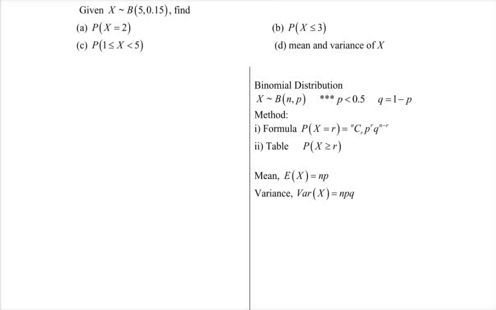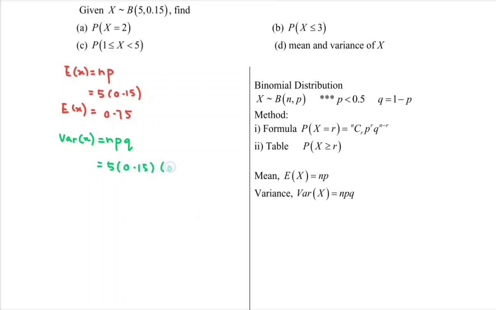Next, refer to (d). Find the mean, or we can say E(X). The formula will be np. Kindly substitute the situation, where we have 5 multiplied with 0.15. By referring to the calculator, the mean will be equal to 0.75. Next is to find the variance, which is equal to npq. Here we have 5 multiplied with 0.15 multiplied with 0.85. So here the variance would be 0.6375.